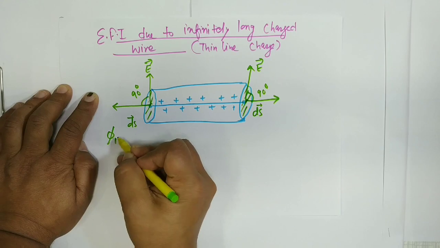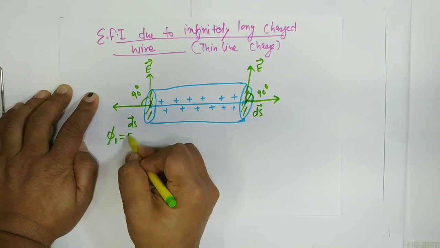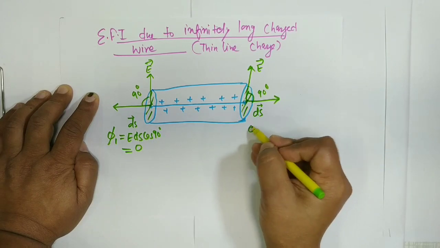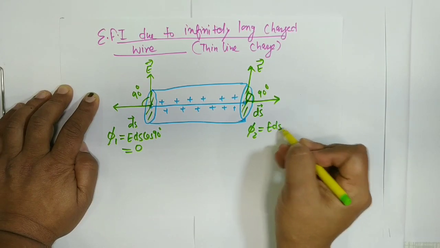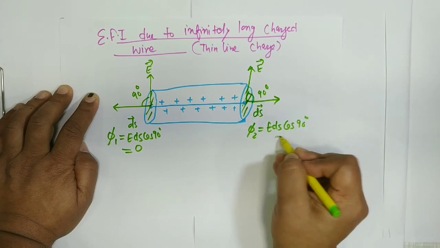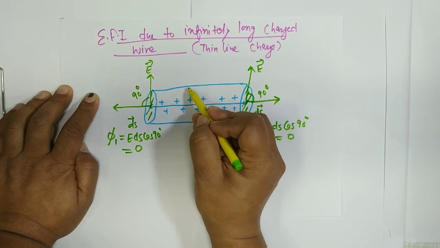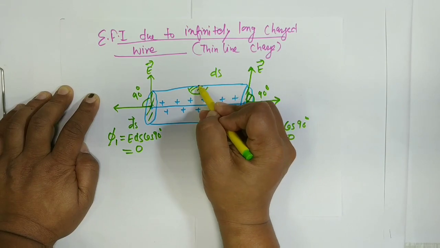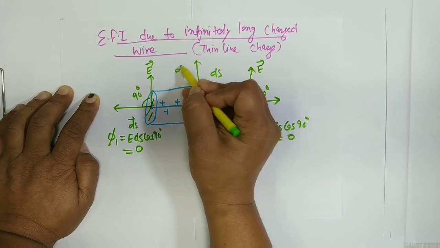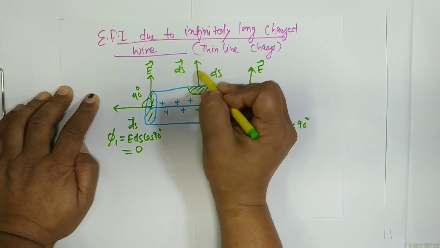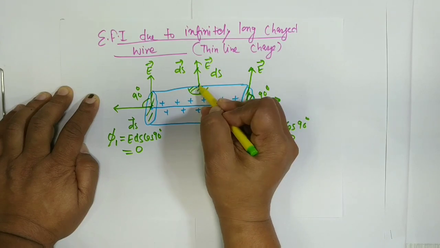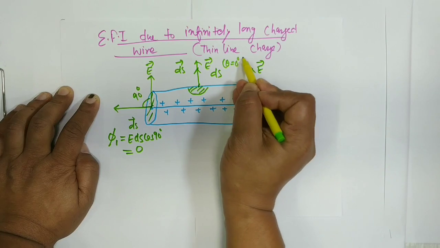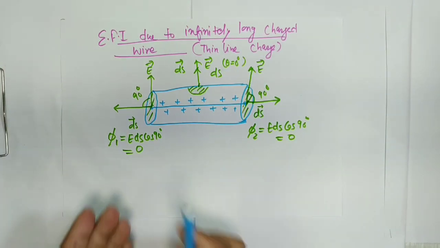If I ask you what is the flux from here, this first one, it will be what? E dS cos 90. It will be 0. And from here also it will be 0. So we have only the curved surface area. This one we consider as dS and take the area vector upward. Area vector is always outward, and again electric field is also outward here. Or you can take it downward. So here theta is what? 0 degree.